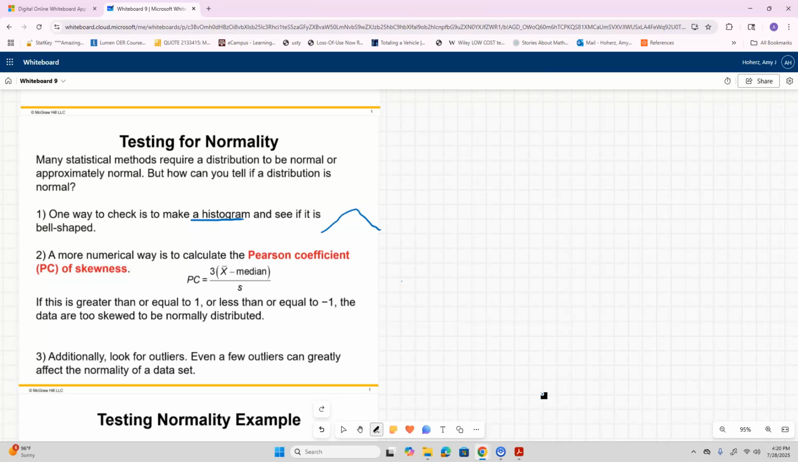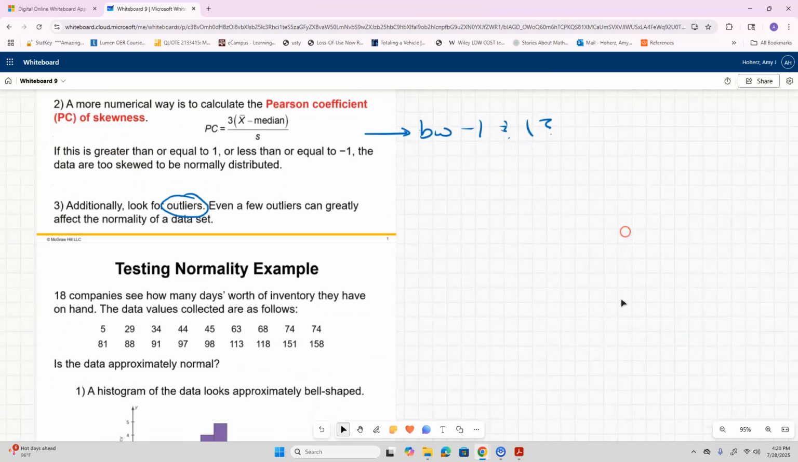So we want this number to be between -1 and 1. If it goes outside of that, then we're going to say, that's too skewed. Let's not assume this data is normal or even approximately normal. And then the last thing we can do is look for outliers. Even a few outliers can greatly affect the normality of a set. So we're going to see, does the data set have any outliers?